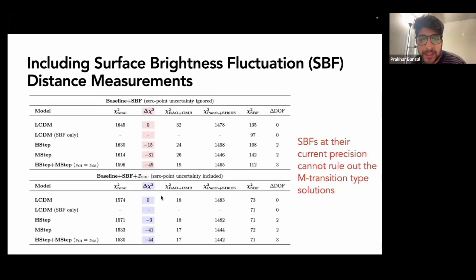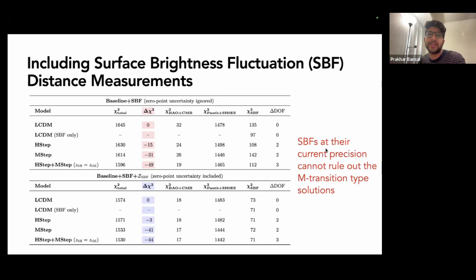And accordingly, it is not able to change our conclusions that much from what we are getting if we don't include the SBFs, right? So the punchline is that SBFs at the current position cannot rule out the M transition type solutions, but they still remain an interesting probe.